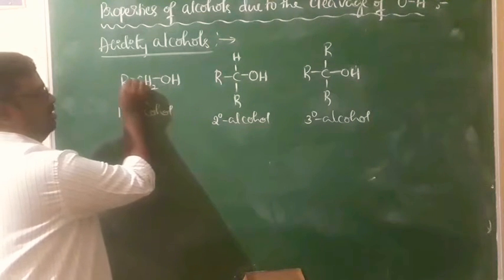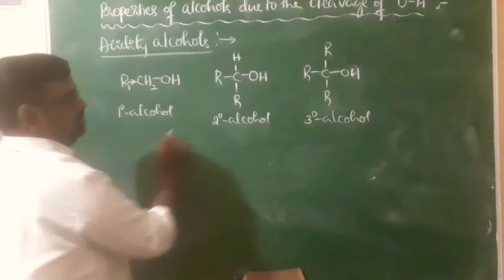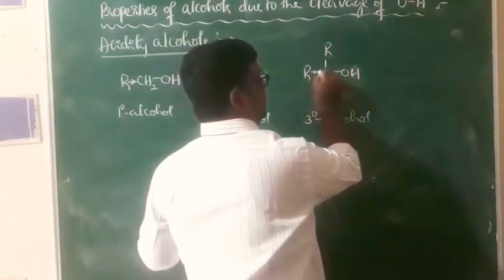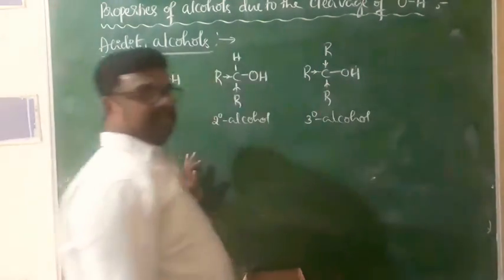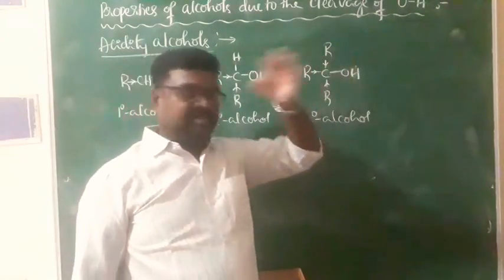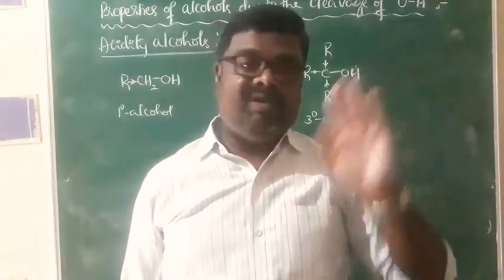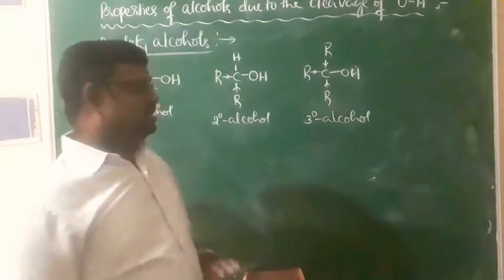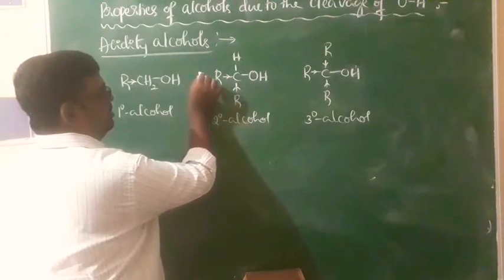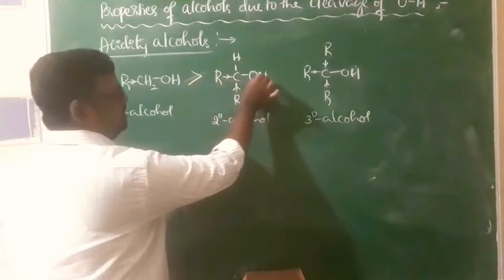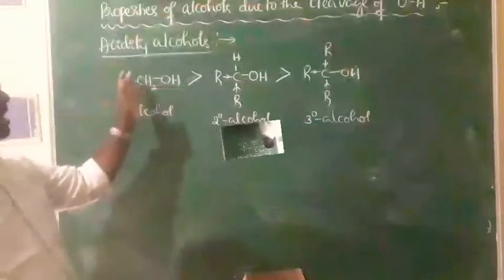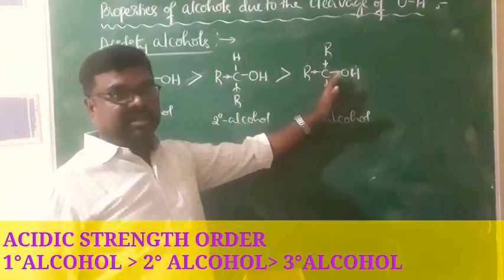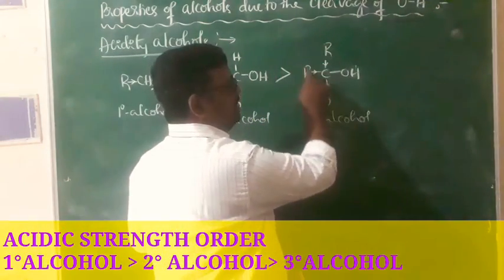So look here, when an electron releasing group is connected, here one electron releasing group is there, but here there are two electron releasing groups, and here there are three electron releasing groups. As the number of electron releasing groups increases, the polarity of the OH bond decreases, or the OH bond strength increases, and acidic strength decreases. Therefore, among these three, this will be a stronger acid than this. Primary alcohols are stronger than secondary alcohols. Secondary alcohols are stronger than tertiary alcohols, because in the case of tertiary alcohols, there are three electron releasing groups.